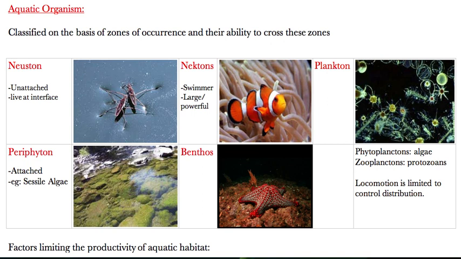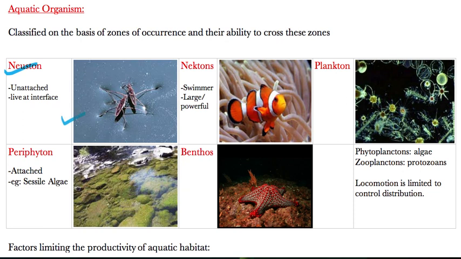What are neuston? These are the organisms which live on the interface of air and water. They are unattached, that is, they can move here and there, they can fly, for example mosquitoes or some insects, as you can see in the figure. So they live at the interface of water and air and they are unattached.